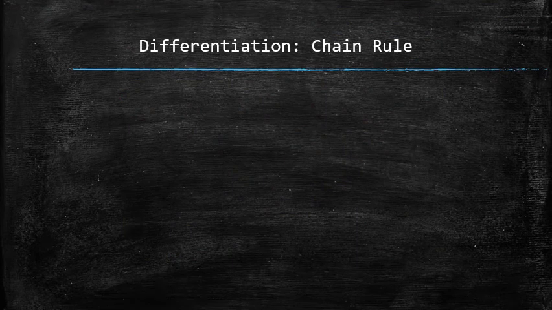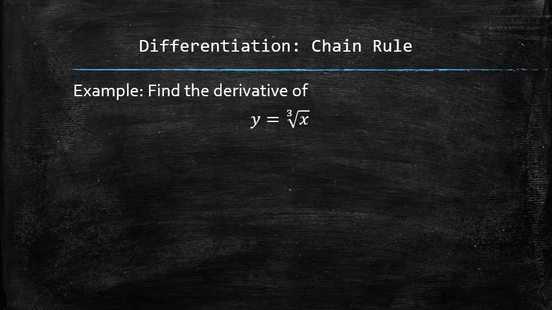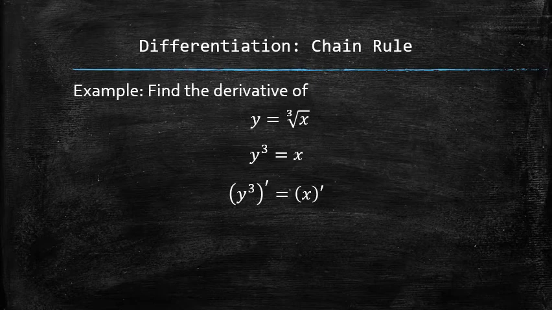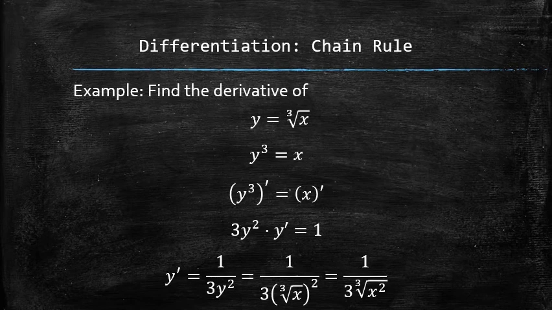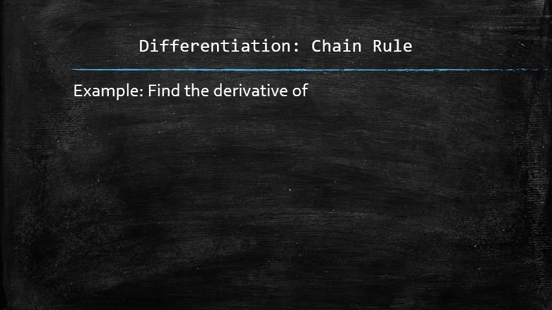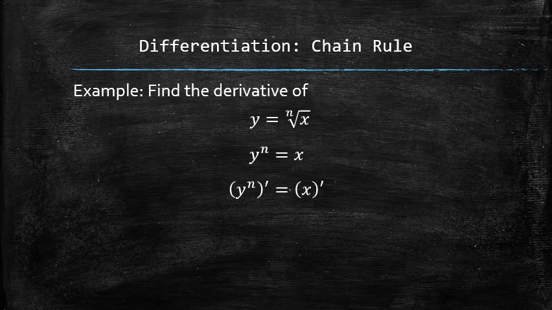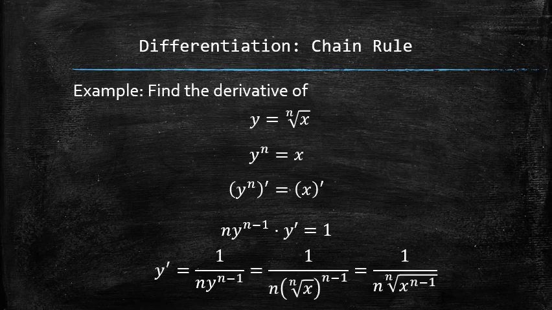Similarly, we can now find the derivatives of many functions such as this one, by first raising both sides to the third power, and then taking the derivative of both sides, and plugging in the derivative where we know it and leaving it alone where we don't know it. And then isolating the y prime gives us the following result. We can generalize the same approach for any index n by first raising both sides to the nth power, and then taking the derivative of both sides, plugging in the derivative where we know it and leaving it alone where we don't know it, and isolating the y prime would give us the following result.